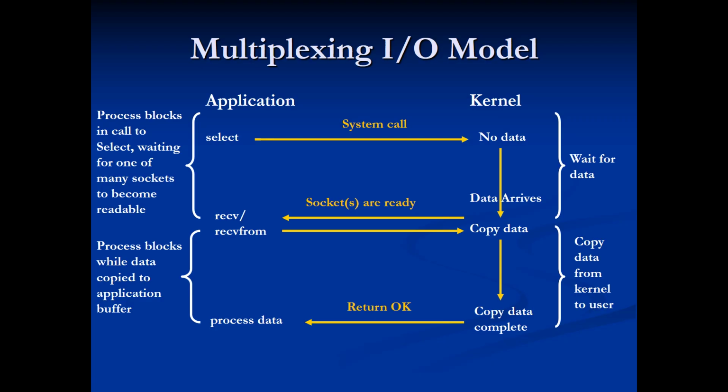And you can see that on this picture here. Once that select returns, the application calls receive from to get the data that arrived when the select returned and alerted the application. So when the application calls receive from at this point, it goes over here, the data is there, immediately it is copied, and once that data is copied, this receive from returns.